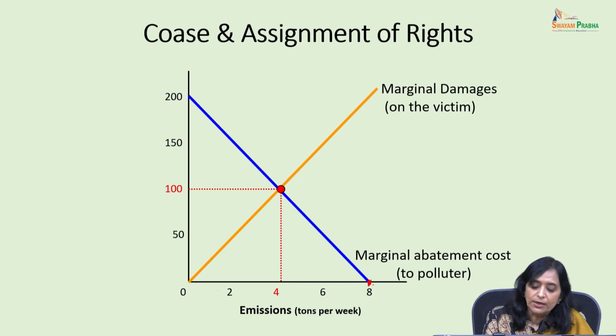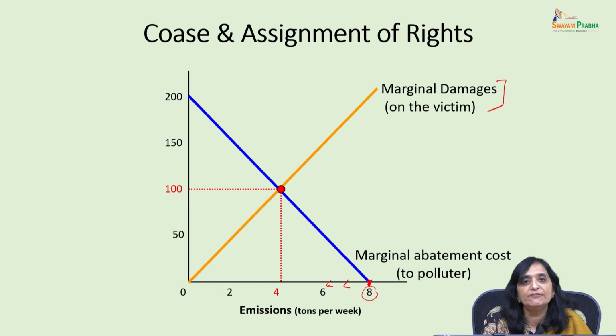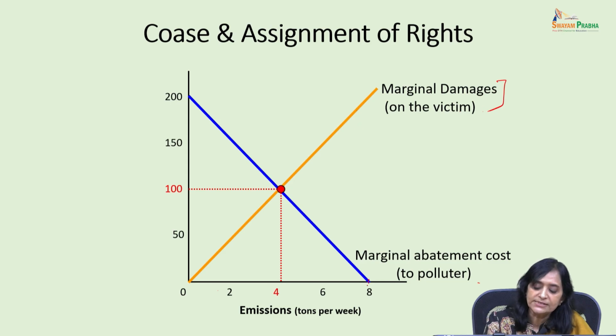Now, for the fish hatchery, which is the victim, the greater the emissions, the more the damage to it. As per Coase, if this victim goes to the polluter and says, okay, you may have the right to pollute, but these 8 tons of emissions per week are creating a lot of problems for me. So, why don't you reduce these emissions? And for every reduction in your emissions, I will pay you some price. Whatever it costs to reduce the emissions, I will take care of that cost. So, this victim, because he says the polluter has the right, will go to him and ask him to reduce his emissions. Okay. So, where will he go?